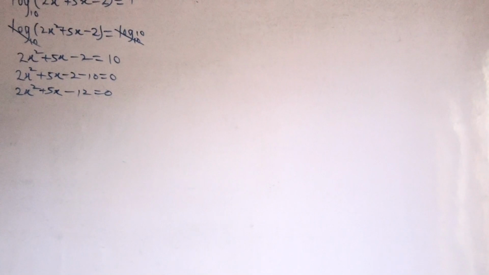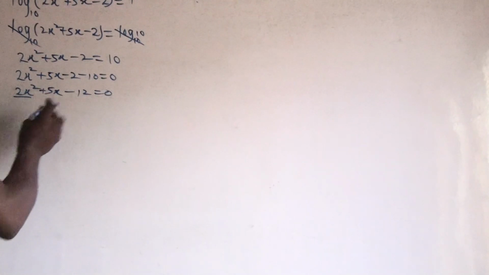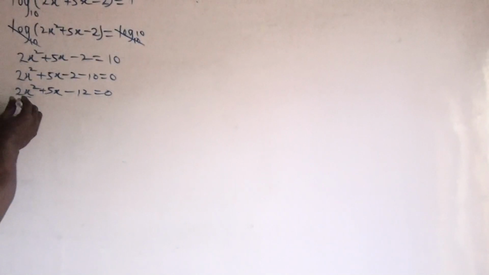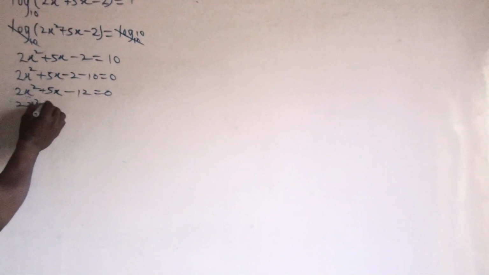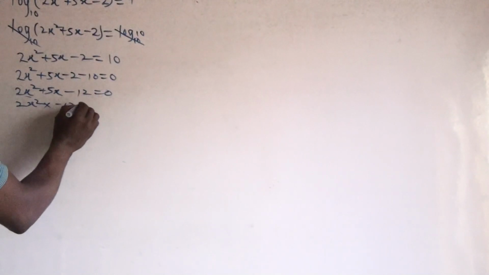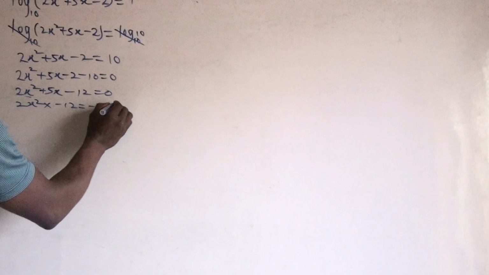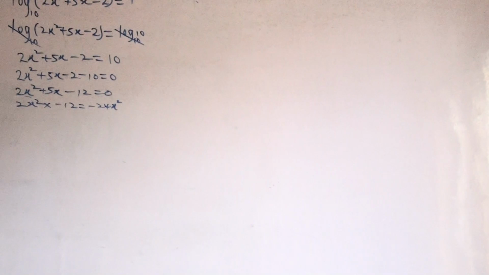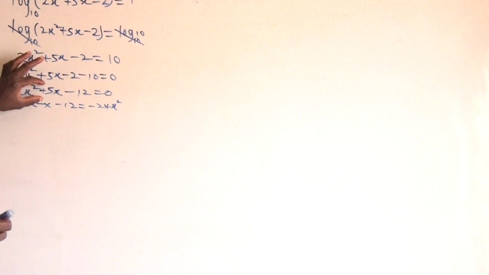Now here we make use of the factorization method. In the factorization method, the first thing to do is that the term containing x squared is multiplied by the constant term, and if we do that, this will give us 2x squared times minus 12, that will give us minus 24x squared. Then we look for all the factors of minus 24x squared that, if we add them or subtract them, will give us plus 5x.